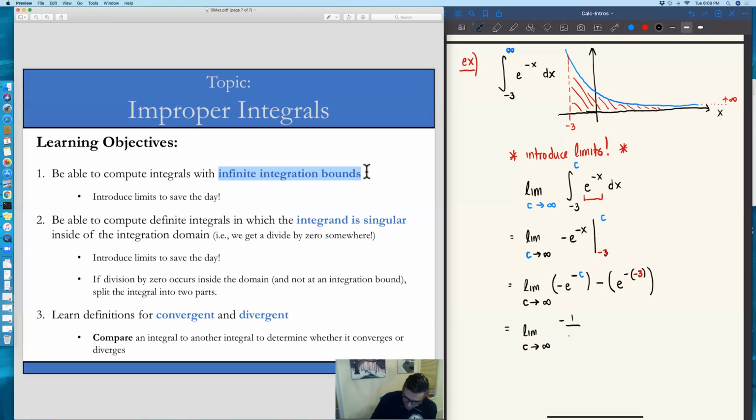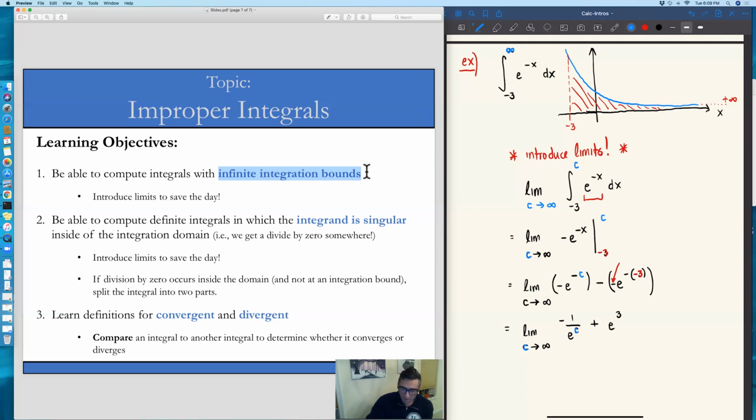1 over e to the c. We have a minus, oops, there should be another minus there. I forgot this minus before. A minus minus will give us a plus. E to the minus minus 3, which is just e cubed. So really, the function in which we're wondering what happens as c goes to infinity is the function of minus 1 over e to the c plus e cubed.